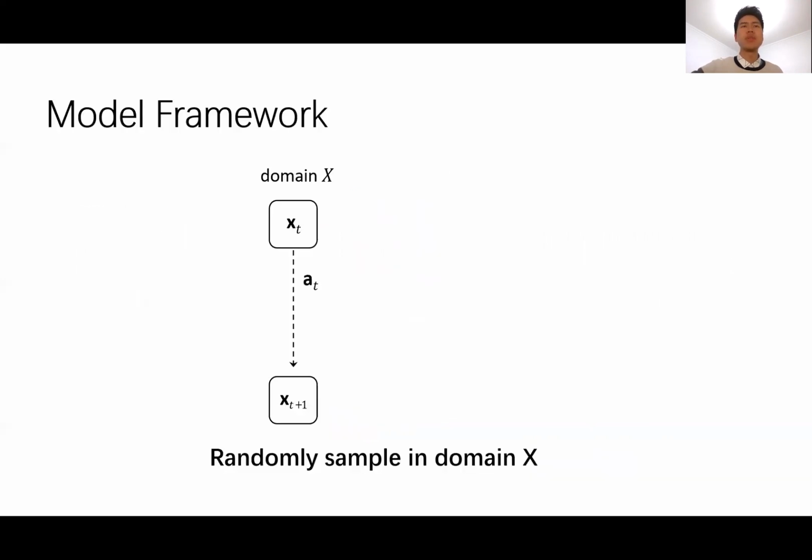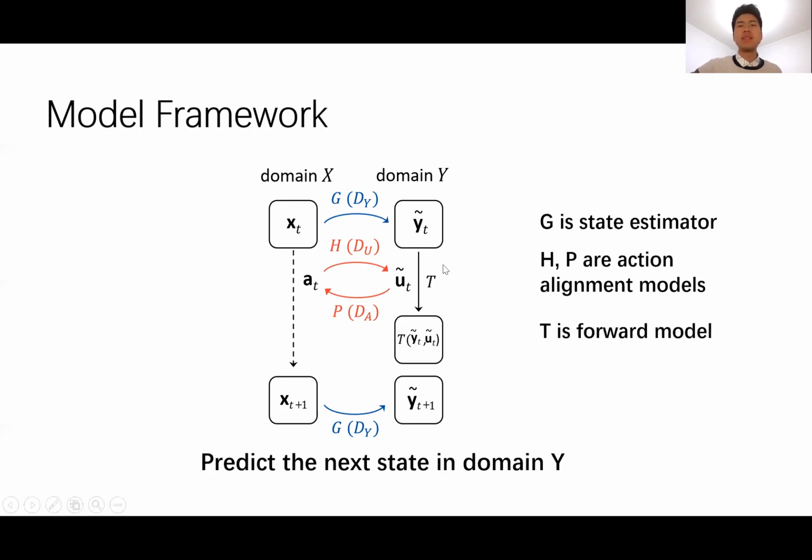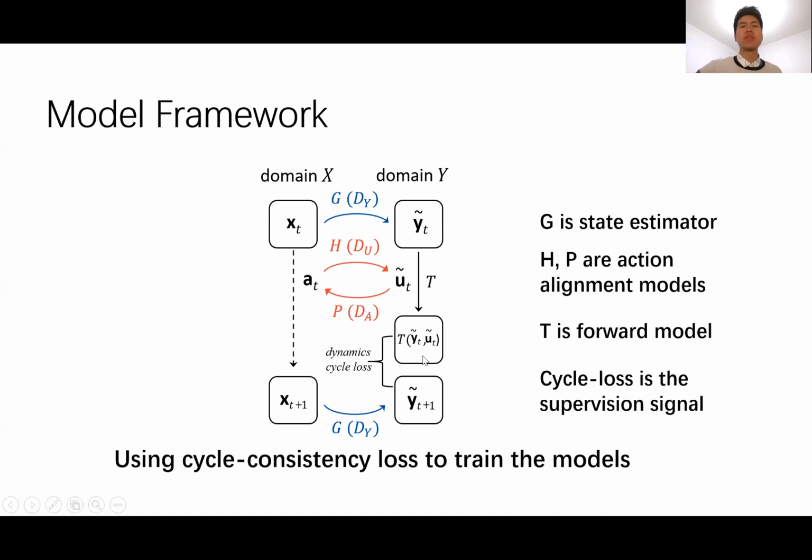Okay, then let's see our joint model. The difference between a single cross-modality model and our joint model is here. Here, we don't simply copy the action AT to get UT. However, we use H and P, these two neural networks, to transform the action. So in this joint model, not only do we need to translate the state, we also need to translate the action to map these two domains. The upper case T, the forward model, is the same. The cycle loss is also the same. We use this cycle loss to train the model.